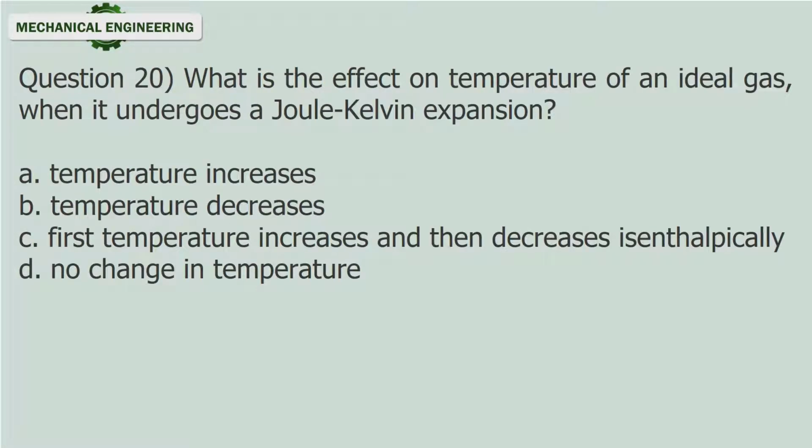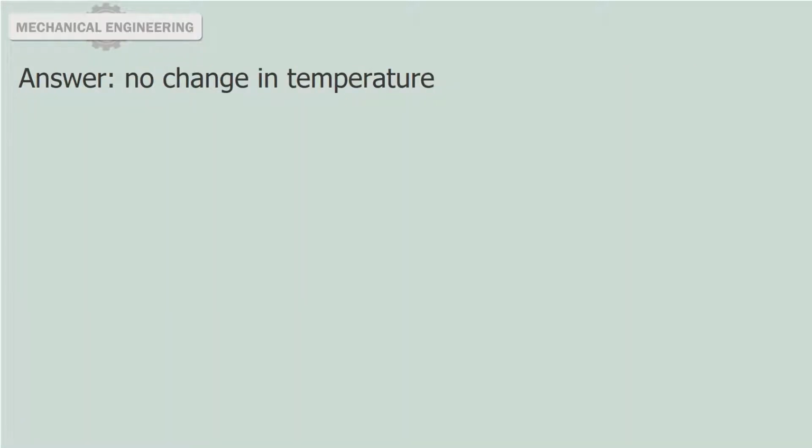Question 20. What is the effect on temperature of an ideal gas when it undergoes a Joule-Kelvin expansion? A. Temperature increases. B. Temperature decreases. C. First temperature increases and then decreases. D. No change in temperature. Answer: no change in temperature.